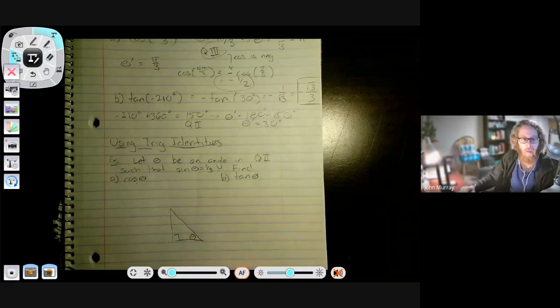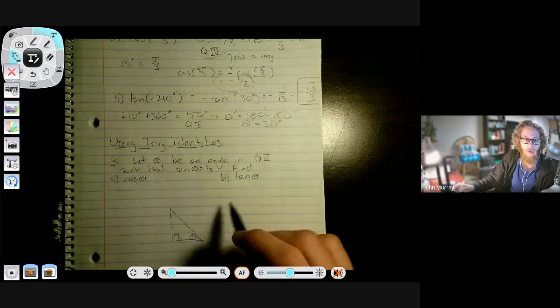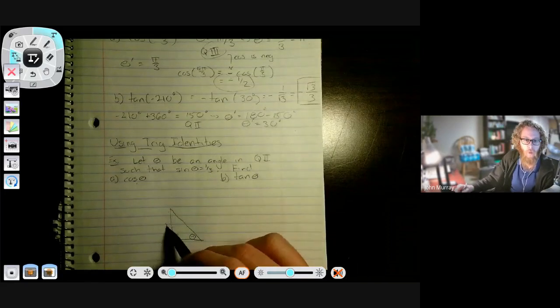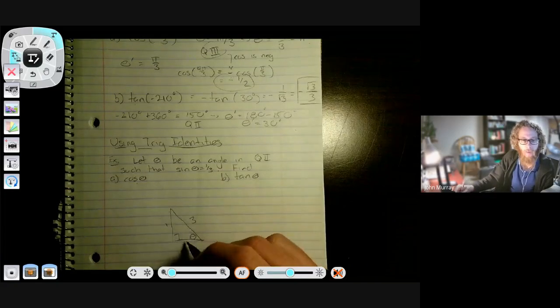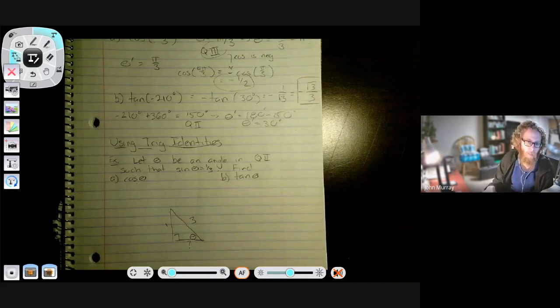I'm going to put my angle anywhere. And sine is opposite over hypotenuse. So this is telling me my opposite is 1 and my hypotenuse is 3. Now I can use the Pythagorean theorem to find this side and do the rest, right? But we're not going to end up with a nice number. We're going to end up with some square root. So let's see if there's another way that we can do this.